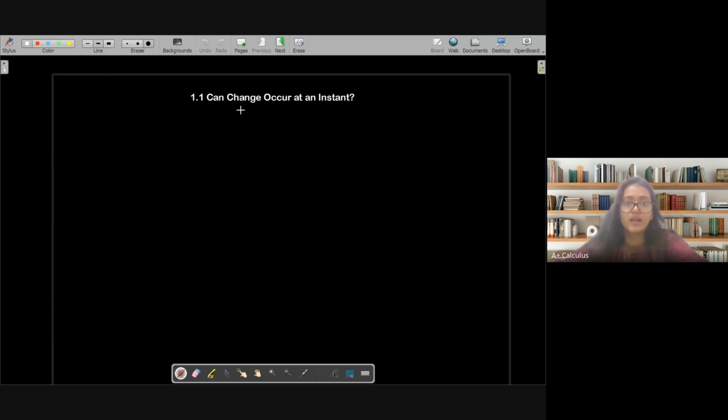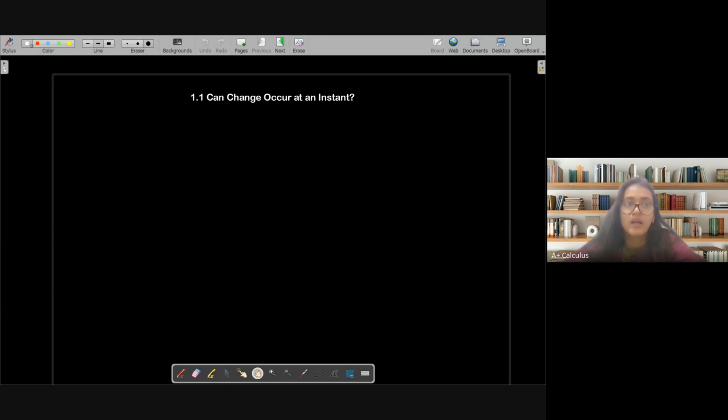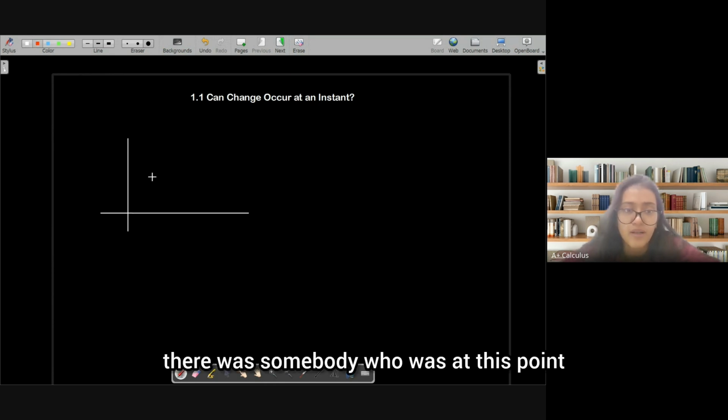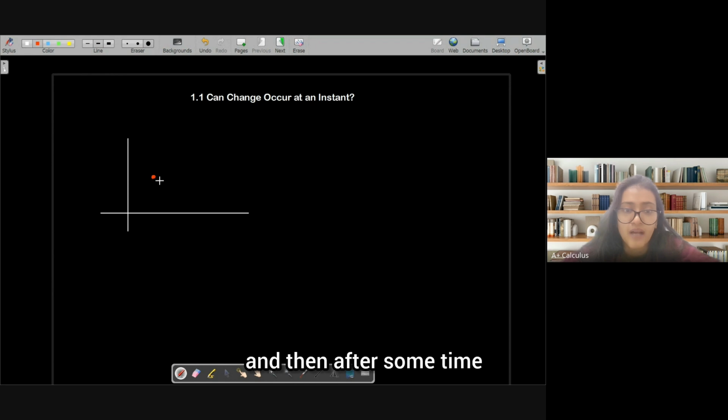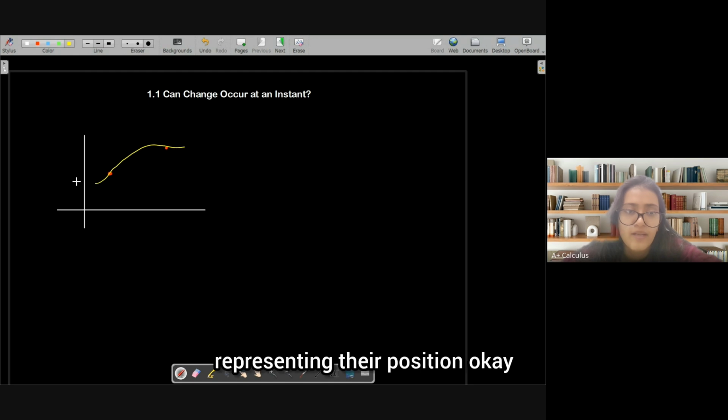Can change occur at an instant? What does that mean? So far, you have learned how to find out the change happening between two different points. In your Algebra 1, Algebra 2, you know how to find out change between two different points. So if I have to draw a situation, let's say there was somebody who was at this point, and then after some time, they reached this point. These are two different points, and we want to find out what is the change that has happened from this position to this position, and let's also say that there is this curve representing their position.